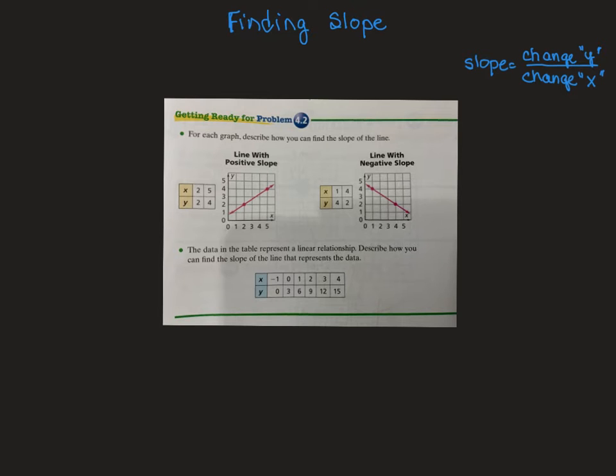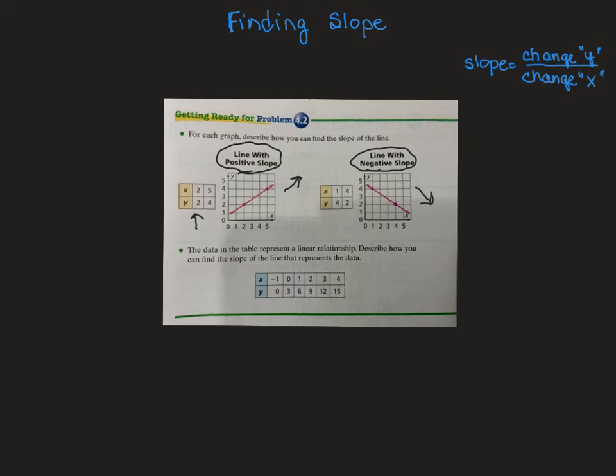Notice that this is a line with a positive slope. The line is going up. This is a line with a negative slope. This line is going down. That's going to make a big difference when you figure out the slope. Okay, so let's look at this table. This table is the points. They've taken 2 points and put them in the table from this positive slope line.